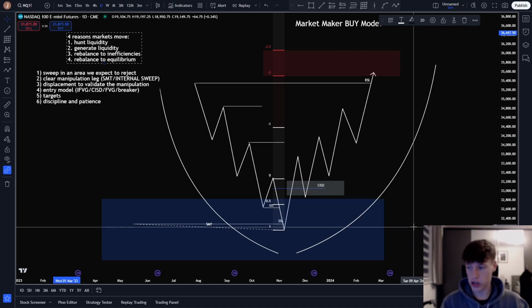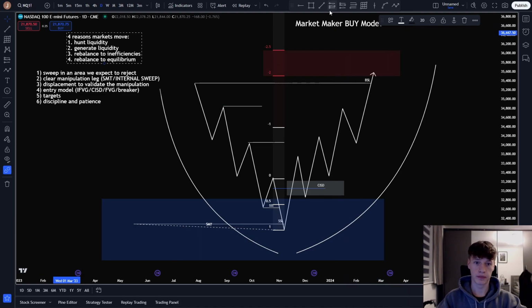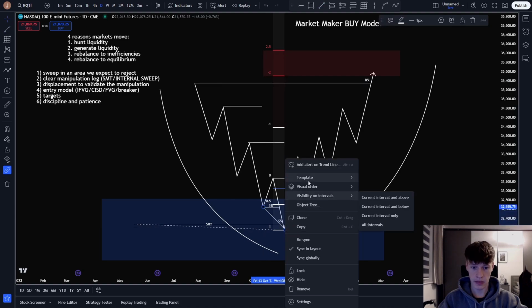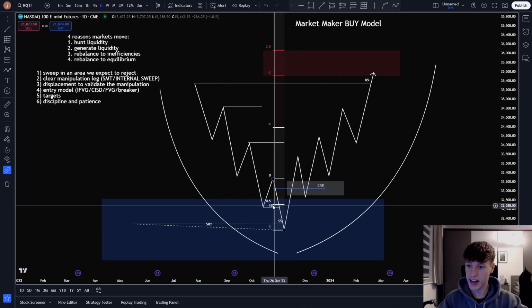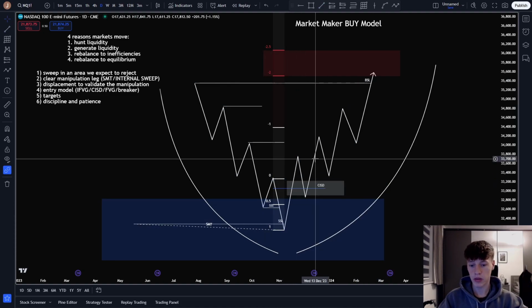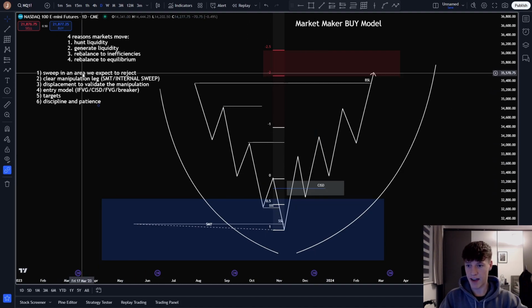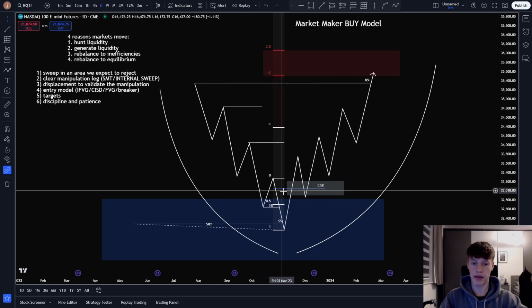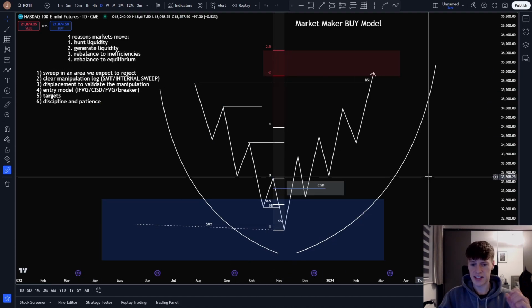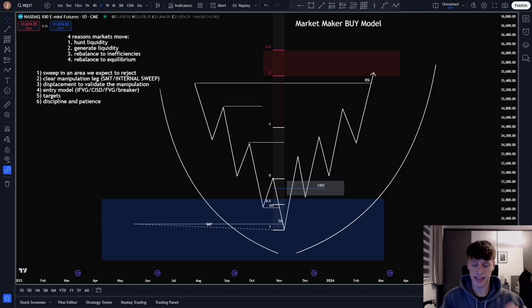at that external sell side level. There could also be an SMT here. Doesn't really matter. You don't need an SMT. It's not crucial, but an SMT always helps. It always adds conviction, always adds confirmation that price will hold there, if that makes sense. So we've had a sweep in an area we expect to reject. We've had a clear manipulation leg. Now you need to see after that a clear displacement back inside the range.